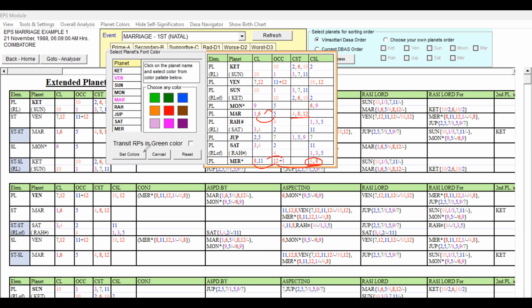For our easy identification, we can make Mercury light red. Please understand, though it is light red, it is having favorable 11 and 1 also. But 8, 12, 4, 8, 12 are there. So I have given light red.